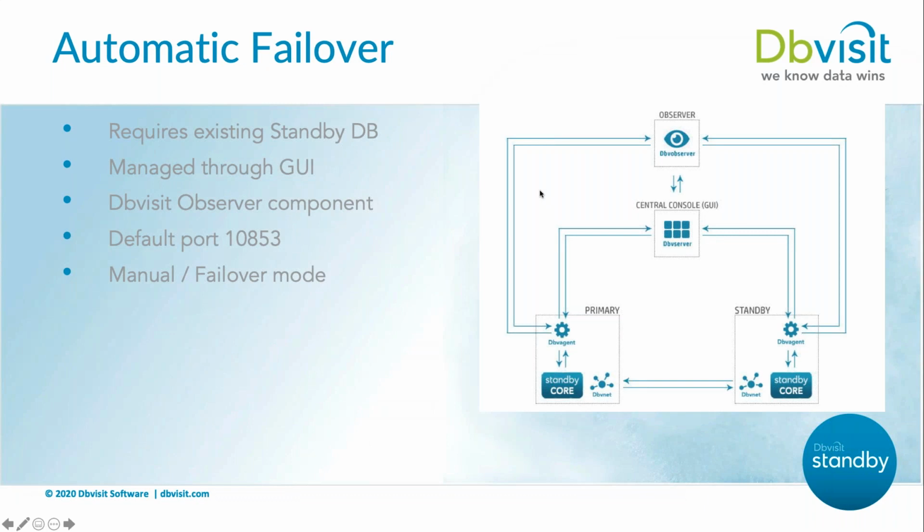So this is the automatic failover. It requires an existing standby database, and it is managed through the GUI, and the Dbvisit observer component has to be installed on your standby or the GUI component. The default port for listening is 10853. For example, the observer will listen to both your primary and standby cores via the centralized console. Whenever there is an issue, it will help in activating these resources from your primary and standby, or it will activate your standby database if you have set it for activation.